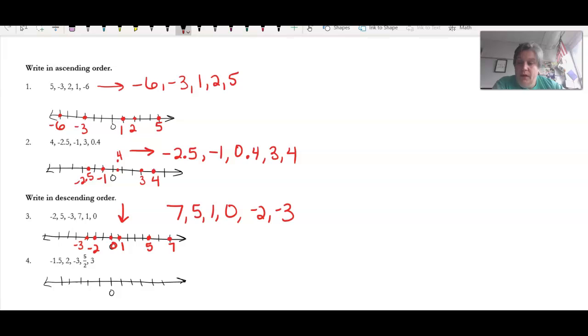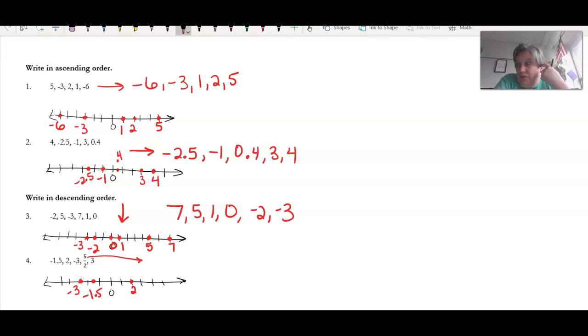All right, last one. Let's see. -1.5 means I go past -1, but only halfway there, because that's what 0.5 is. It's just half. And then I have a 2. And then I have a 1, 2, -3. Now what are we going to do with this?